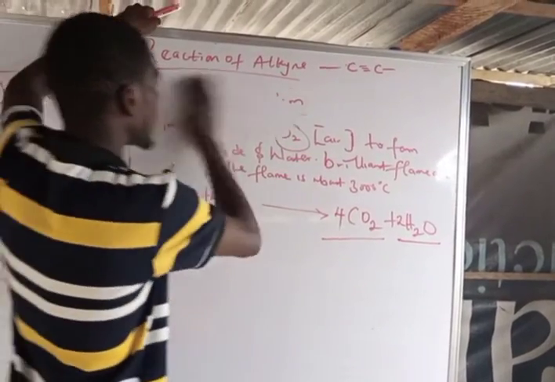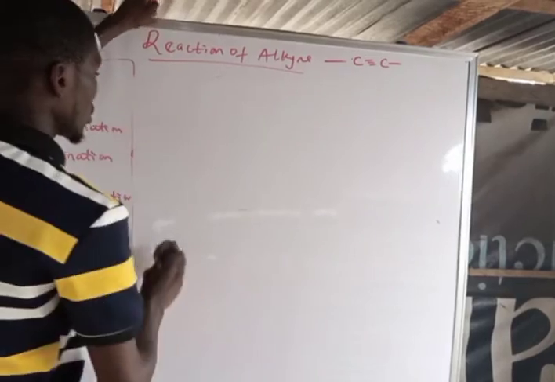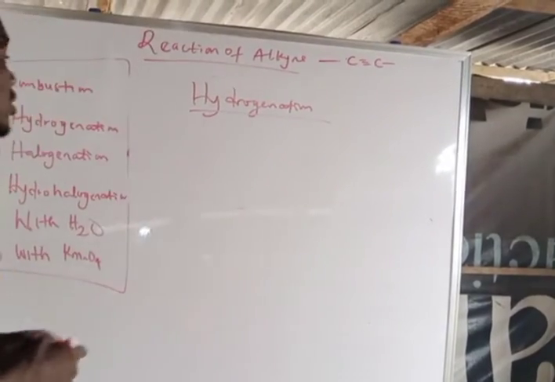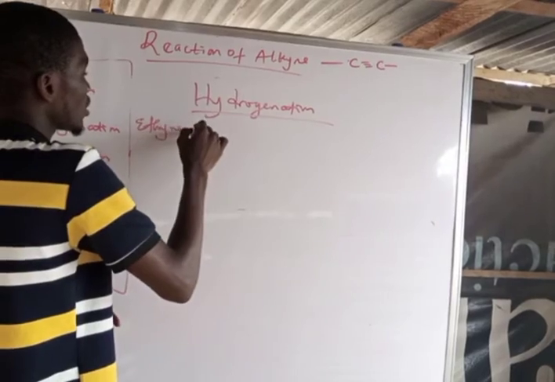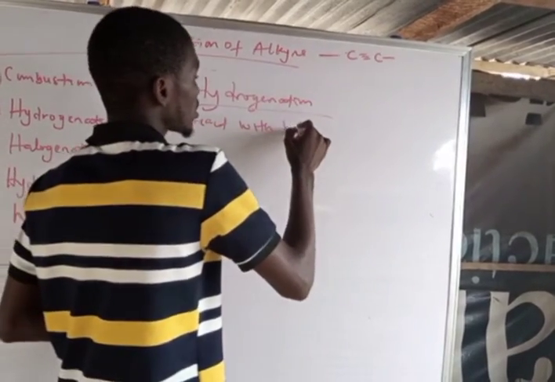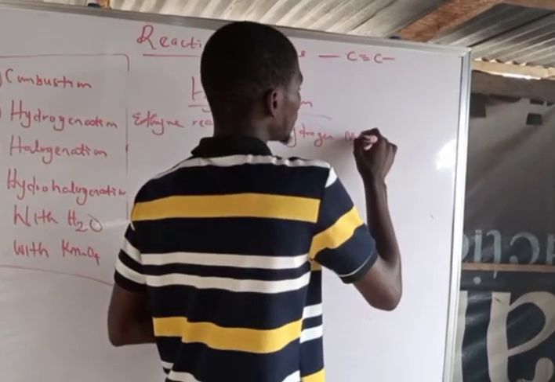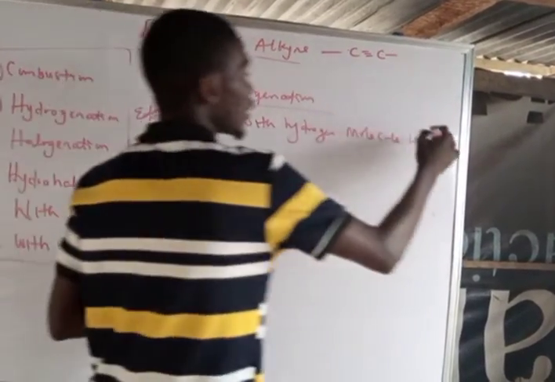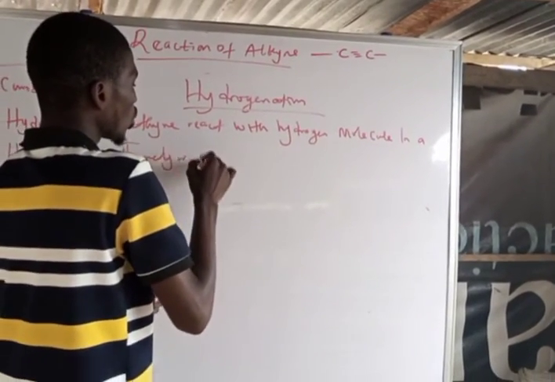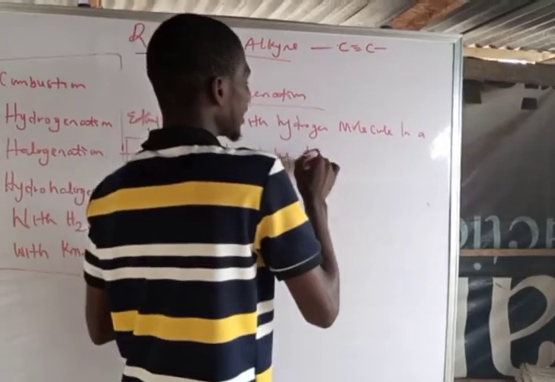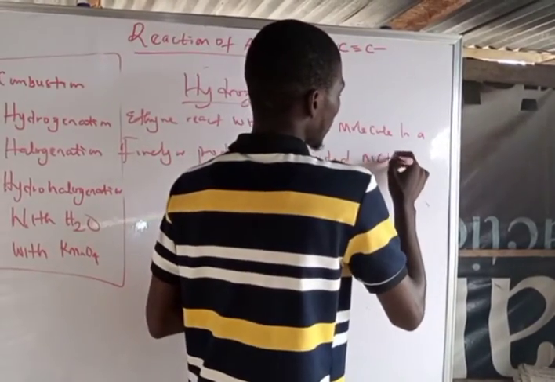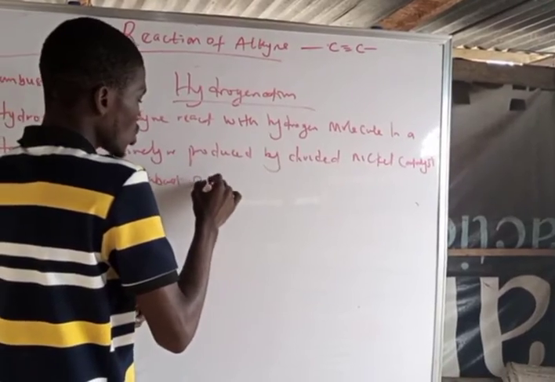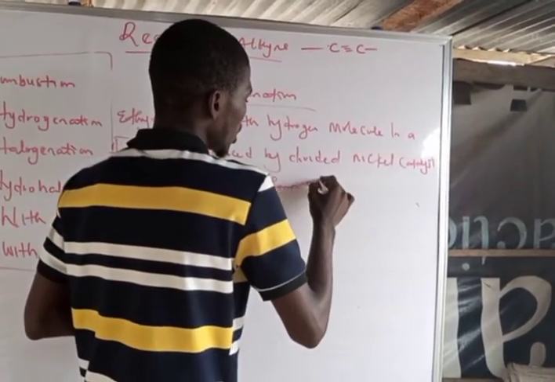The second one is hydrogenation. And when talking about this hydrogenation, ethyne reacts with hydrogen molecule in the presence of finely divided nickel catalyst at about 200 degrees Celsius to form ethane.